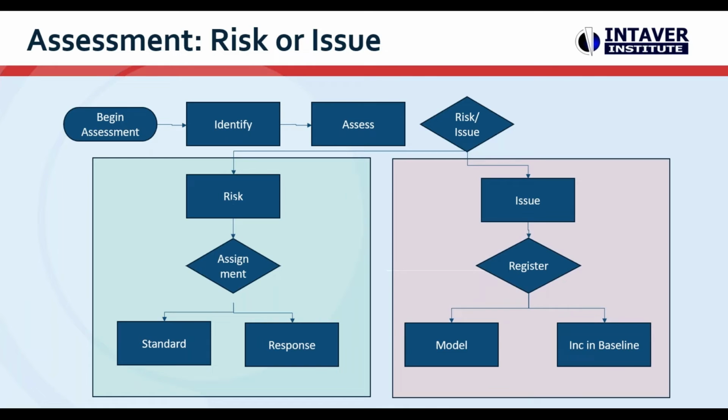Now, if it's an issue, one of the questions is, are we going to include it in the register? At that point, if we include it in the register, then we can model it, similar to what we have as a risk. So it's basically a converted risk, and we can include it in the baseline. Or alternatively, you're going to include what you think the effects of that were in the baseline.